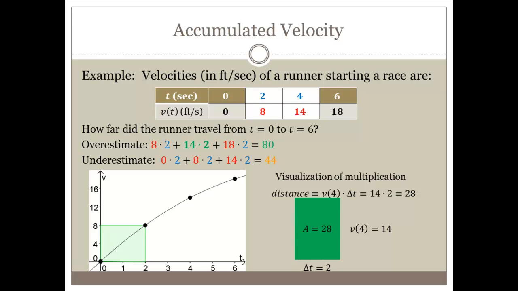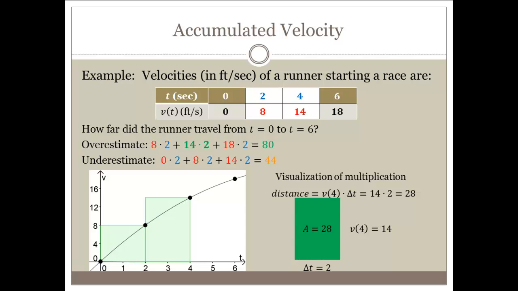We will now put this on the graph over the time interval from 2 to 4. Again, notice that we pass through the graph in the top right corner. That's because this point is 4, 14. Or in other words, the point 4, v of 4.